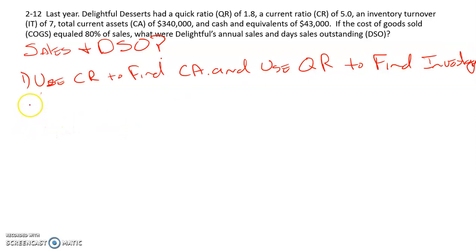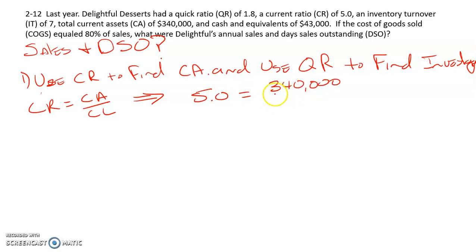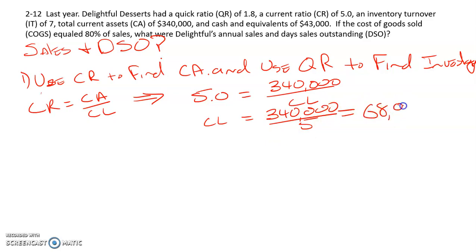So current ratio is current assets divided by current liabilities. So we know the current ratio is 5, and current assets is $340,000. So current liabilities is over here. We rearrange the equation. Current liabilities is equal to 340,000 divided by 5. So that is $68,000.